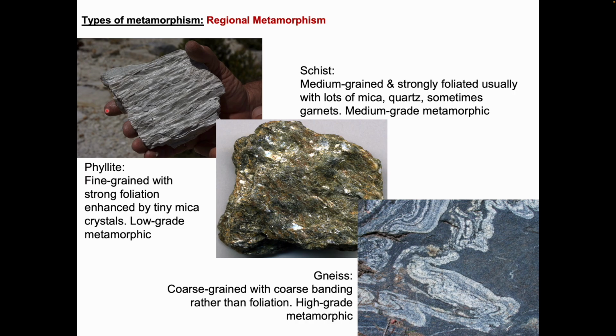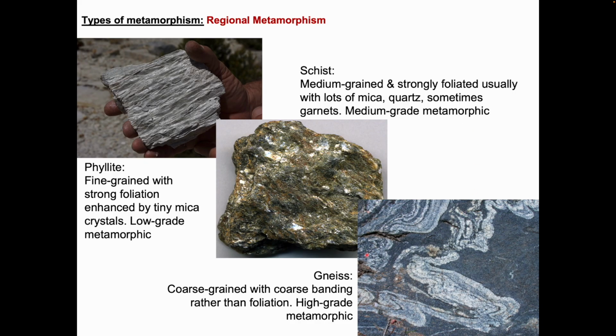On the upper left we have a phyllite, which has a distinctive wavy texture to it. This is a very fine-grained metamorphic rock with very strong foliation that is enhanced by very tiny, microscopic, in fact, mica crystals. This is a low-grade metamorphic rock. Our intermediate metamorphic rock for this condition is called a schist. It's typically medium-grained and strongly foliated, usually with lots of large grains of mica, quartz, and sometimes garnets. This is our intermediate or medium-grade metamorphic rock.